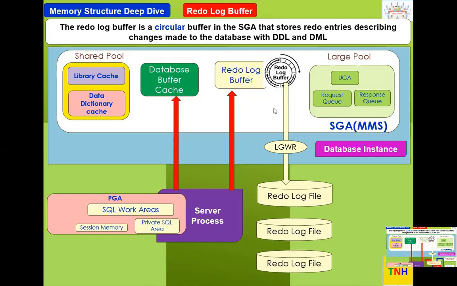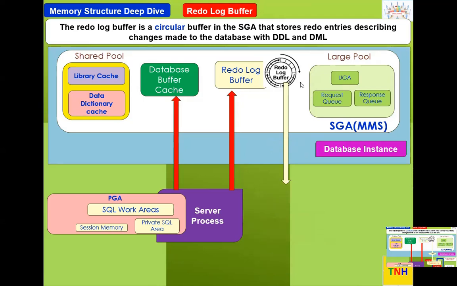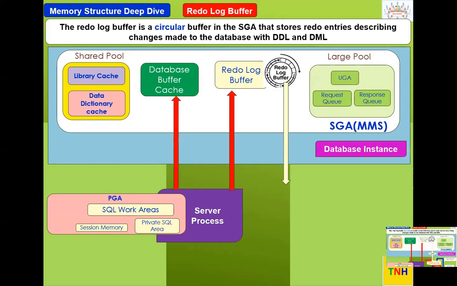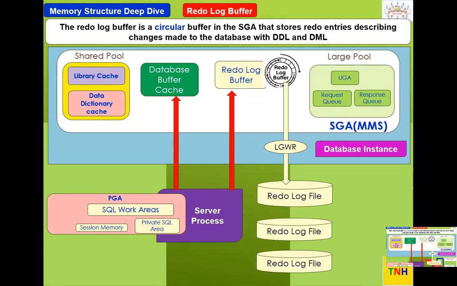But anyway, we can discuss in more detail exactly how the circular buffer works under tuning memory structure. So we'll discuss that. But I think for the time being, you got the idea of the circular buffer. The circular buffer uses a different logic. That's the logic behind the redo log buffer.